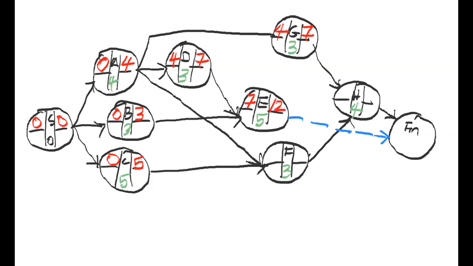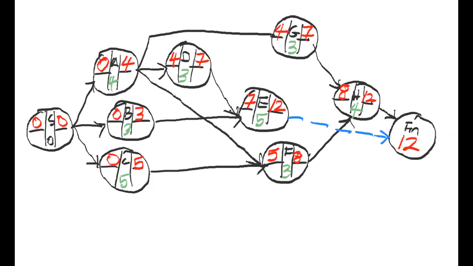And if you look at F, you have 4 coming from A and 5 coming from C. So it would be 5, 5 and 3, 8, right? If you look at H now, you have 7 coming from G and you have 8 coming from F. So it would be 8, 8 plus 4, 12. So if you look at the finish line, you have 12 coming in from E and you have 12 coming in from H. So either way, the earliest finish time will be 12, right?